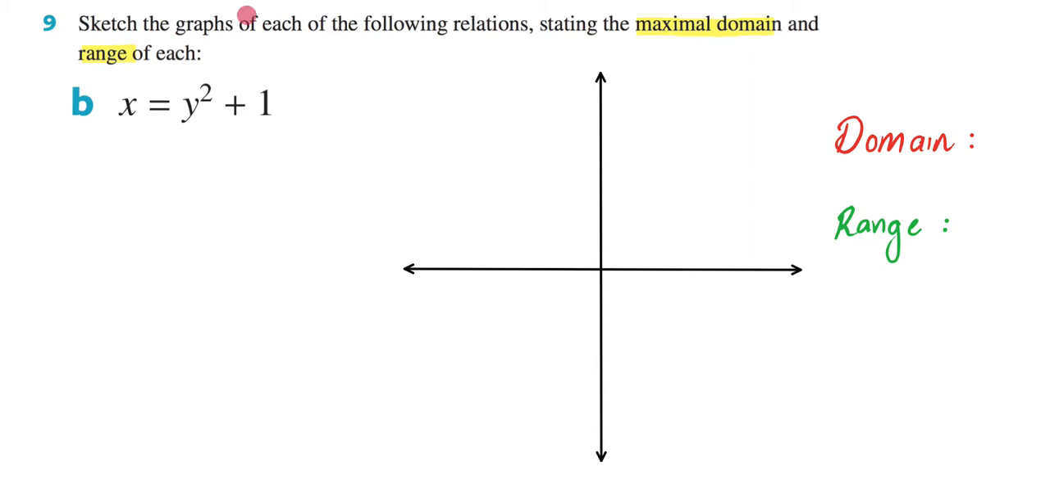The first thing that I'm going to do is make it so that I have y equals something. I really don't want to deal with x equals. So what I'm going to do is minus 1 from both sides. So I'm going to get x minus 1 equals y squared. Then I'm going to square root both sides. So I'm going to end up with the square root of x minus 1 equals y.